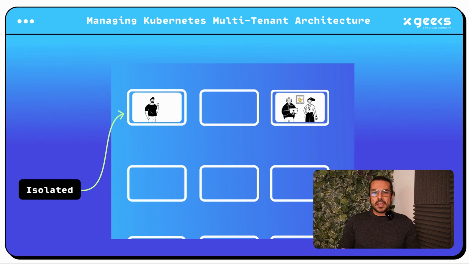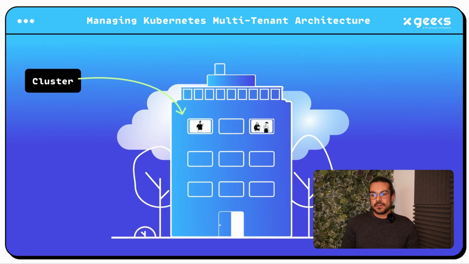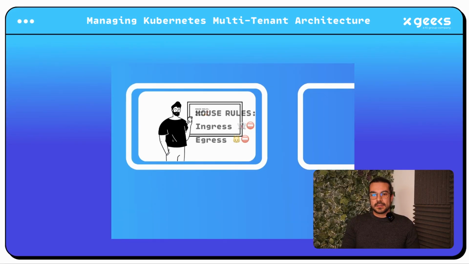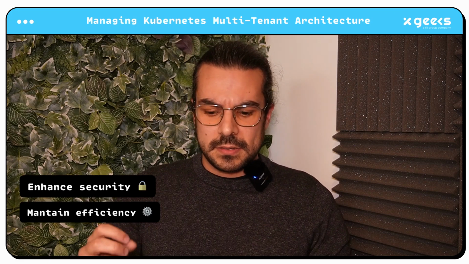Isolation is key in a multi-tenant architecture. It's about making sure that tenants, much like neighbors in an apartment building, have their own private spaces. Kubernetes, as we all know, uses namespaces to achieve this, but isolation goes beyond namespaces. For example, network policies. By defining the ingress and egress rules, we ensure that tenants can only access what they are supposed to access. With this, we can enhance security and maintain operational harmony, let's say, of all of it.